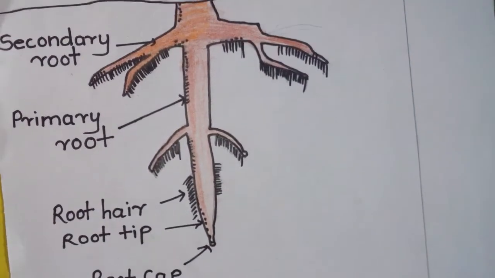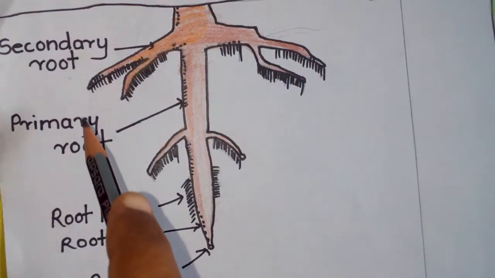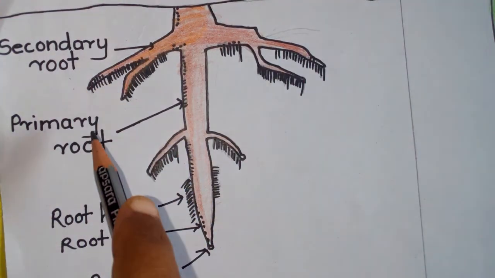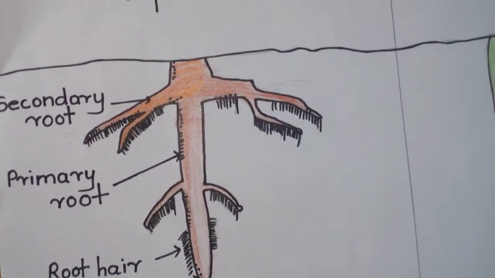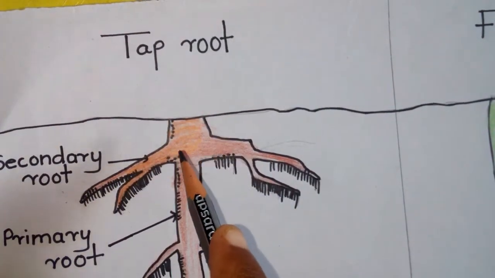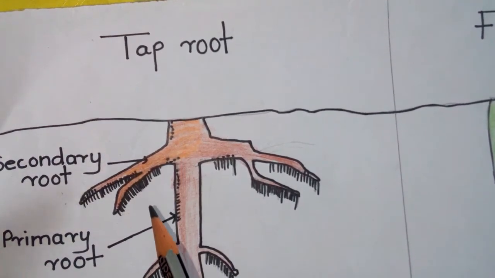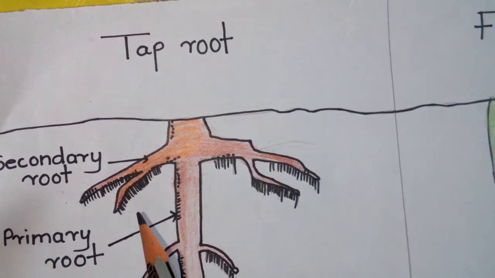And this root, which is differentiated into primary root, secondary root and tertiary root, that root is said to be the tap root, and such a type of root we can see in the dicotyledonous plant.